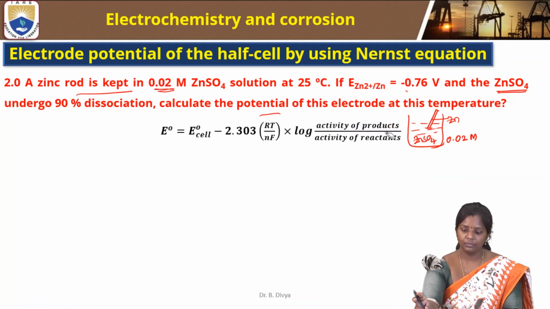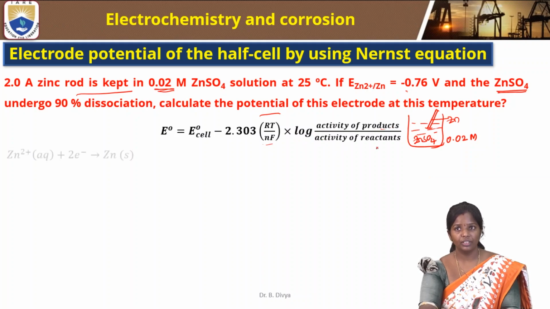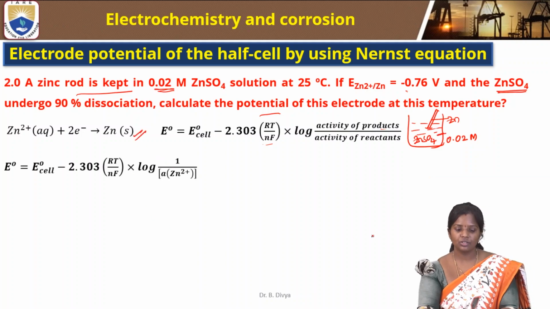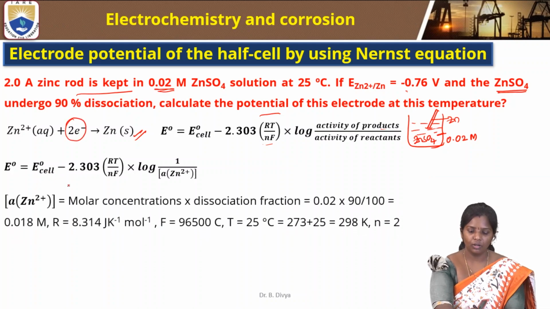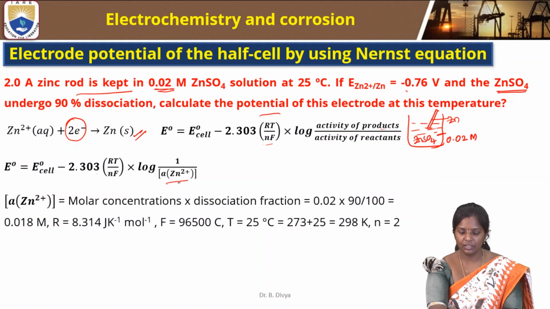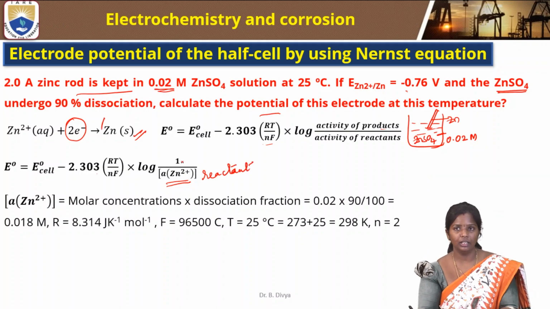Now we take the formula, the Nernst equation: E is equal to E naught minus 2.303 RT by nF into log activity of products by activity of reactants. We also have to write the equation, like Zn2 plus ions from the aqueous solution converting to Zn. How many electrons are involved? 2 electrons are involved. So E is equal to E naught minus 2.303 RT by nF log 1 by activity of Zn2 plus ions. Why Zn2 plus ions? This is the reactant. Here Zn is solid, and for a solid the activity is 1, so we are taking 1 here.